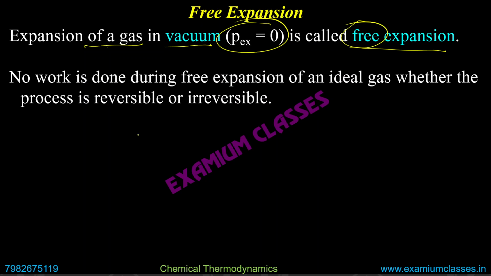The reason is the work is given by minus P external delta V. So although change in volume is taking place, P external is zero because it is vacuum, so it will be zero. So work done in free expansion will always be zero.